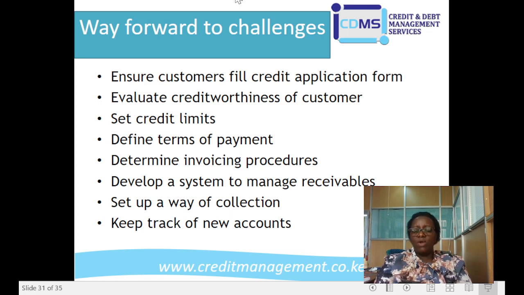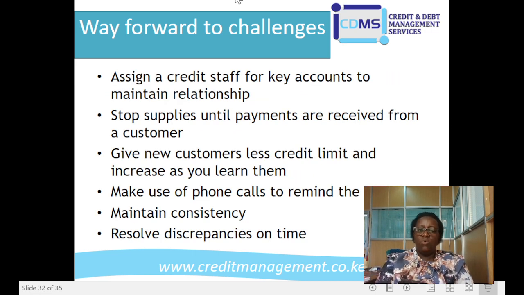Set up a way of collection. Have a collection procedure. Have a collection strategy in place. Keep track of new accounts to make sure that new customers do not also get into default. What else? Assign a credit staff to key accounts to maintain relationship. This is where we talked about the 80-20 rule. Let us make sure that our big customers, we have a way of managing them to maintain relationship, because when we have a good relationship with our customers, they are going to pay us on time.